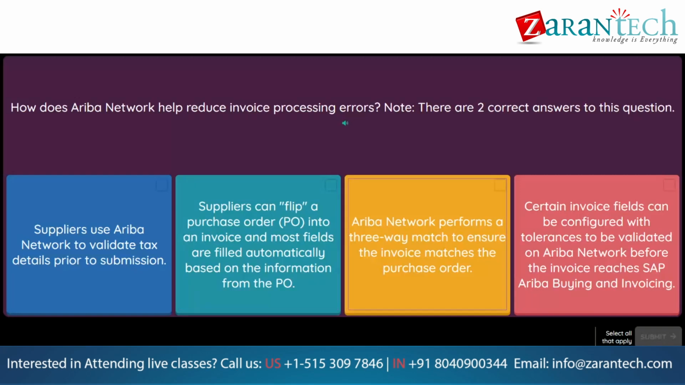Option 3: Ariba Network performs a three-way match to ensure the invoice matches the purchase order. Option 4: certain invoice fields can be configured with tolerances to be validated on Ariba Network before the invoice reaches SAP Ariba Buying and Invoicing.